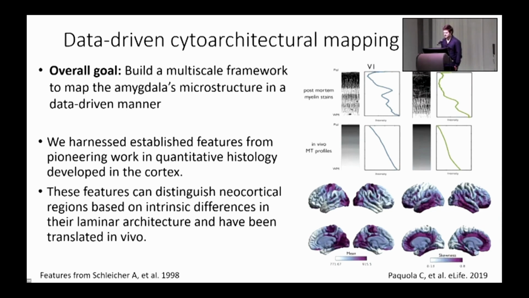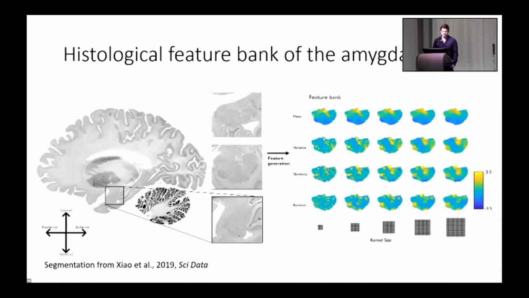For example, in this study shown here by Casey Piccola and collaborators, she was able to use the statistical moments from intensity profiles sampled from myelin-sensitive MRI. So in order to achieve this goal, we used the 100-micron resolution BigBrain, and we built a histological feature bank by leveraging these four statistical moments of intensity variation across the amygdala. This was taken from the segmentations previously made in the Zhao paper from 2019, and then translated into histological space.